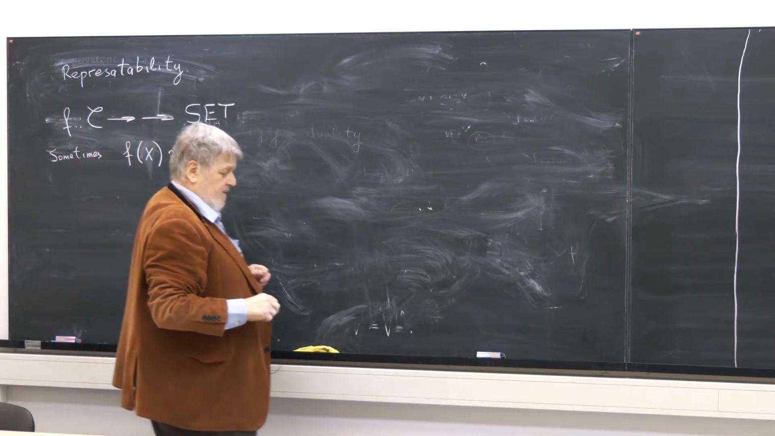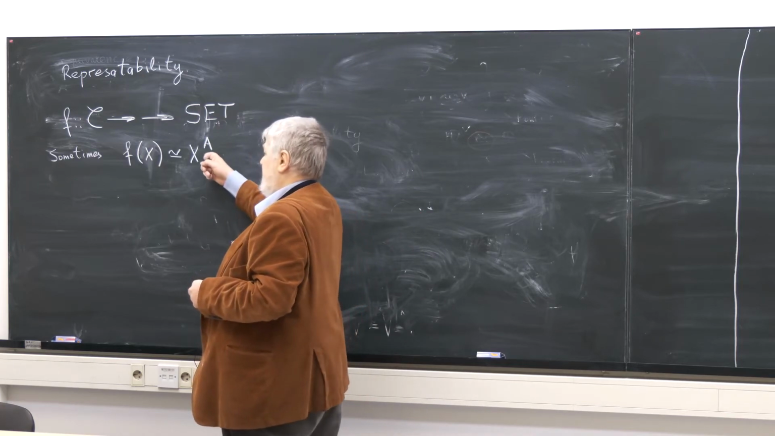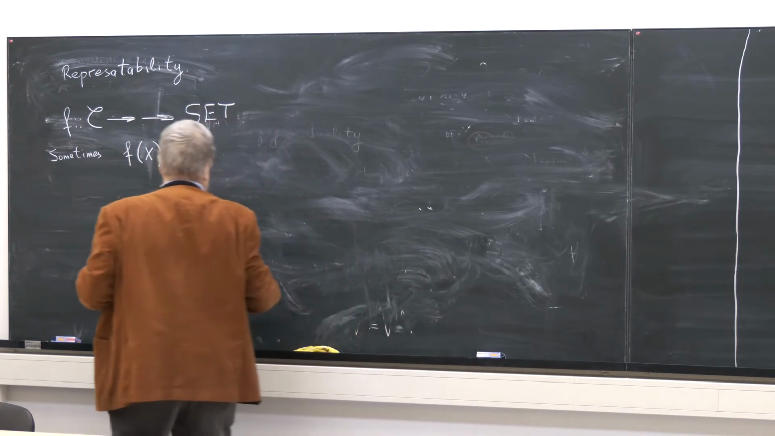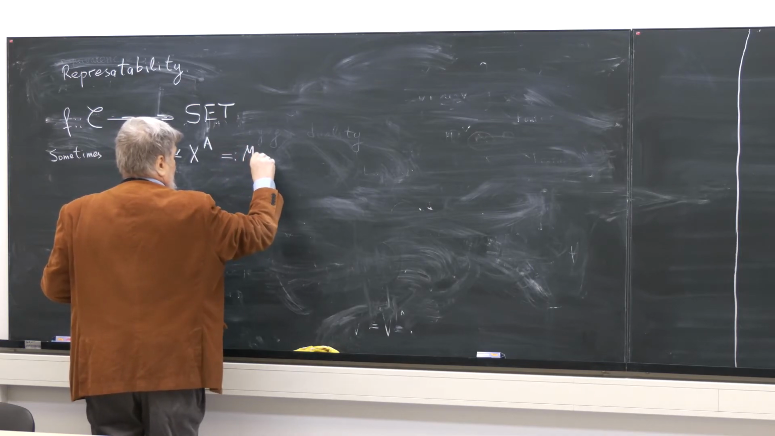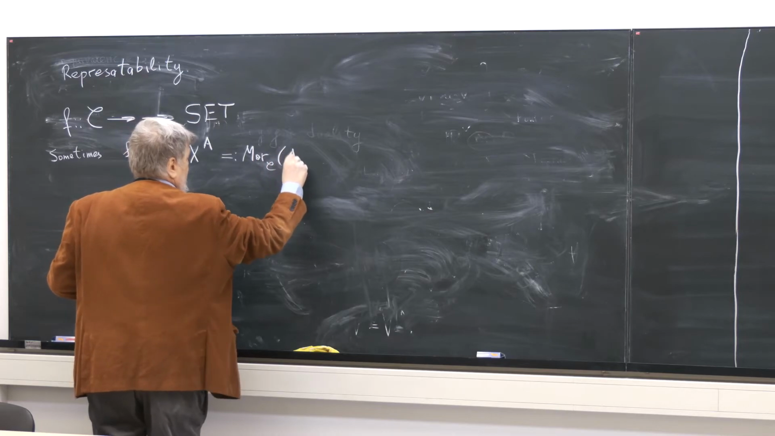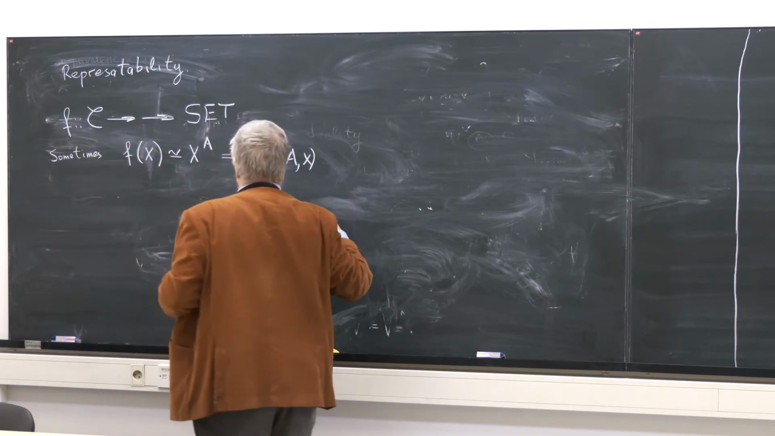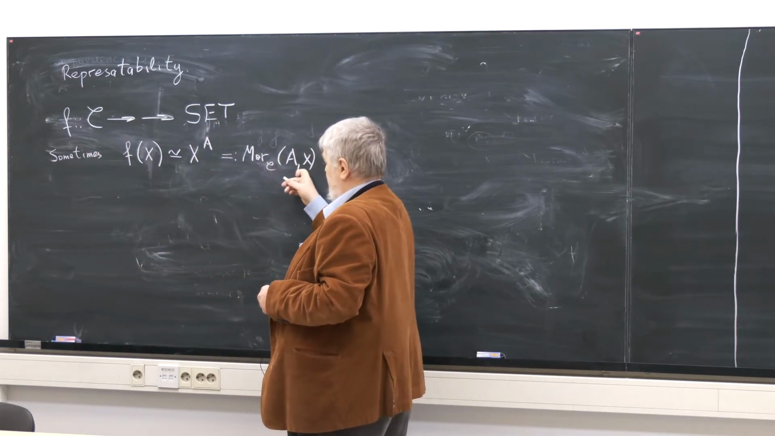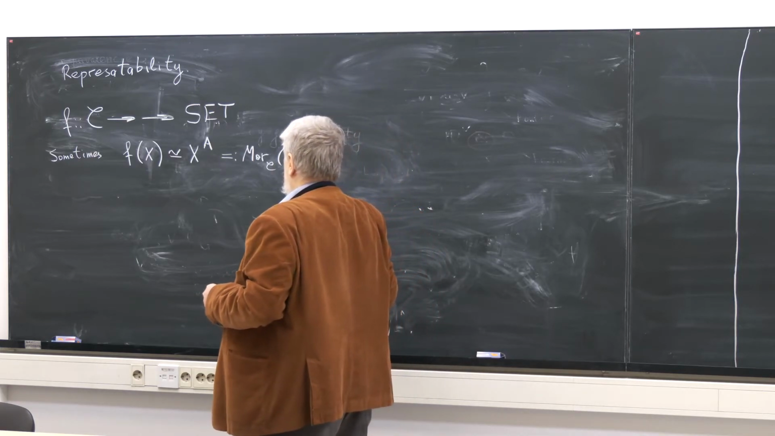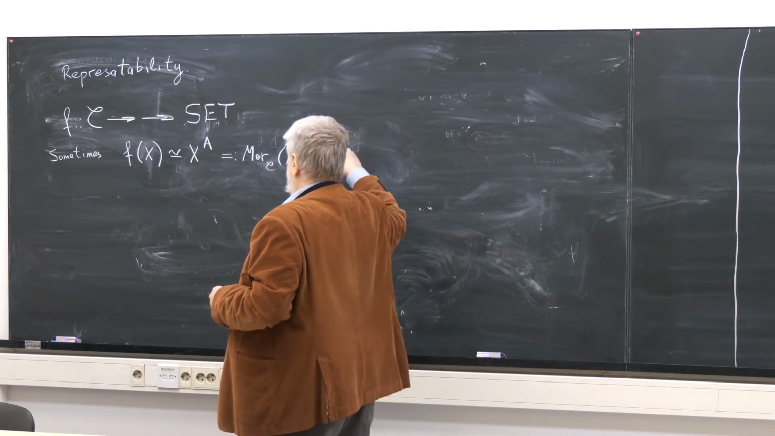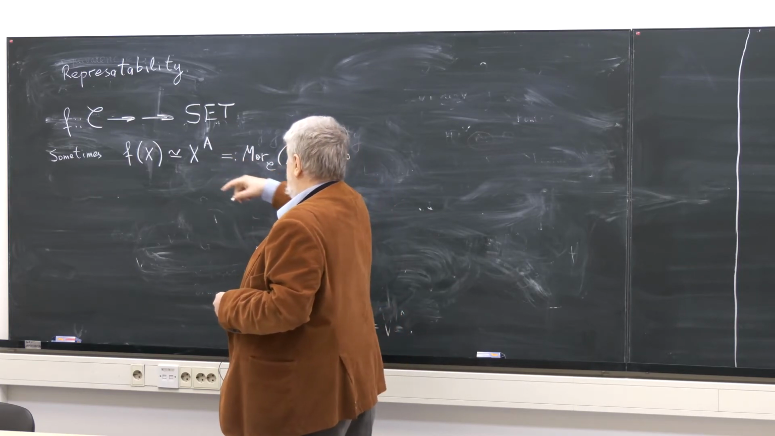So A is not assumed small here, but it is just a convenient notation for the set of morphisms from A to X. Usually a longer notation is used like this. And we'll call this the power-like functors.